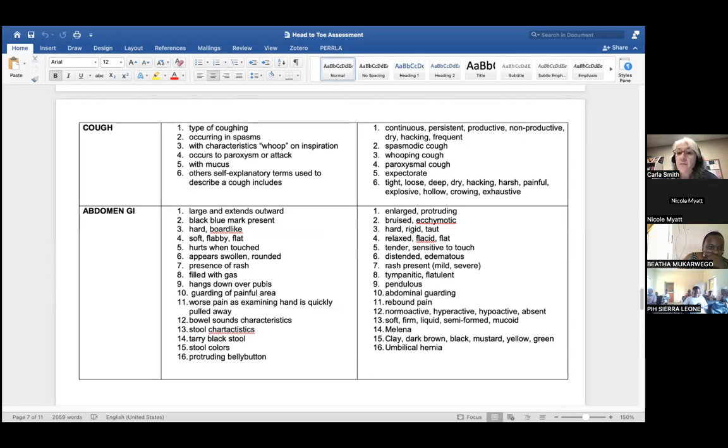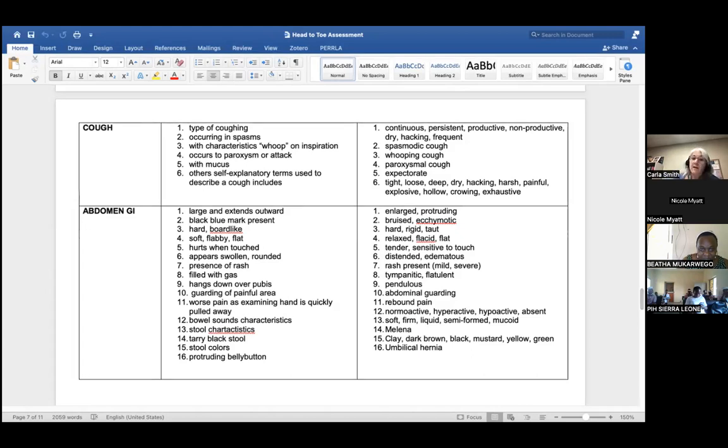You can also describe a cough as spasmodic or whooping, paroxysmal. Is it tight? Is it loose? Is it painful? Different terms you can use here are much more descriptive than just saying the patient presents with a cough.